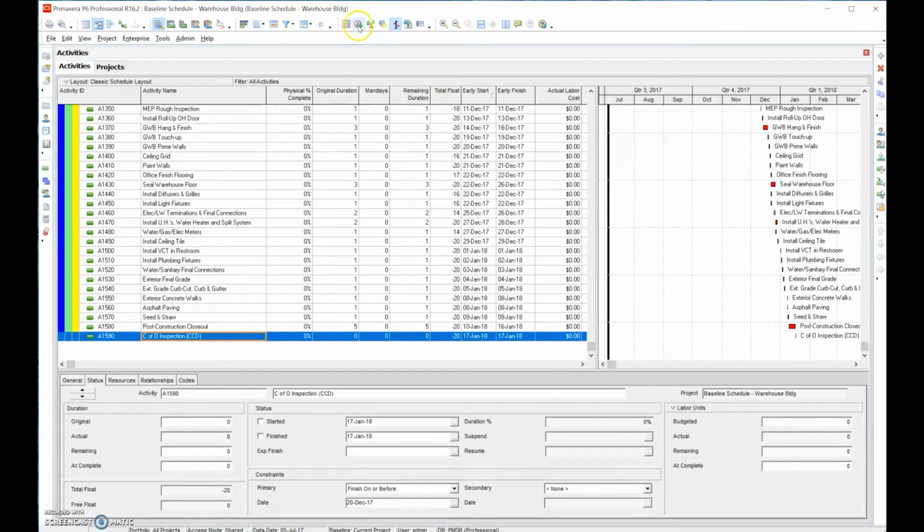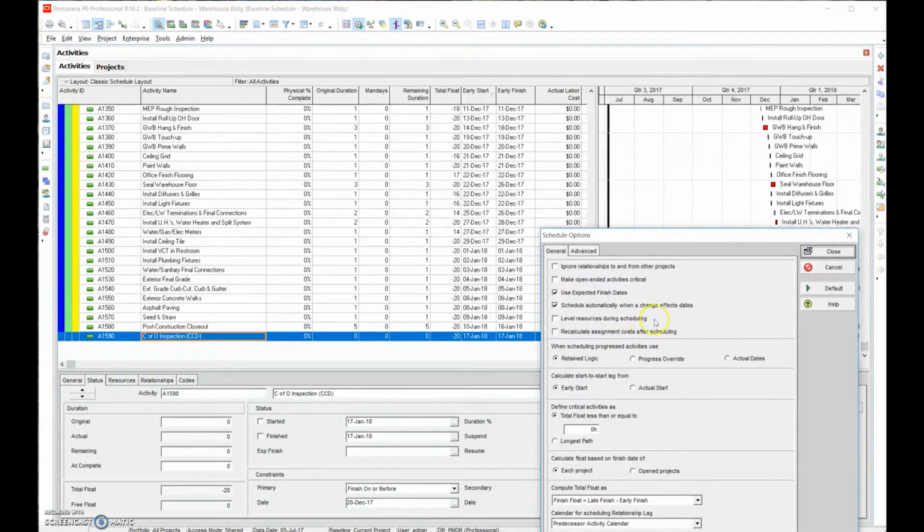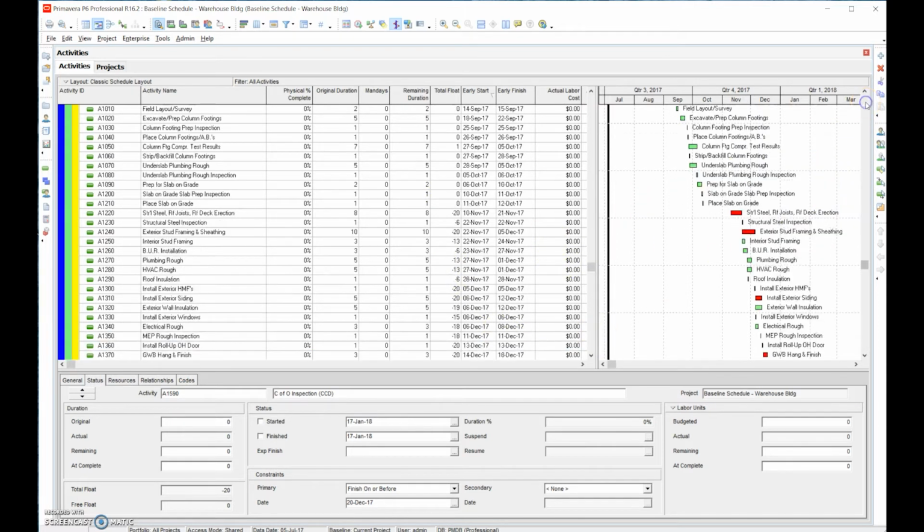If we go into this icon here, the schedule icon, we can go to the options, and we can change the settings where we can say, okay, if anything's open, we'll make it critical. We're going to make sure that it's the longest path, not the total float less than 0 days, just the longest path. So we'll just go ahead and hit schedule. And what that does is, even when we have negative numbers, it'll only put on the task of the longest path. So you can see kind of how that works.